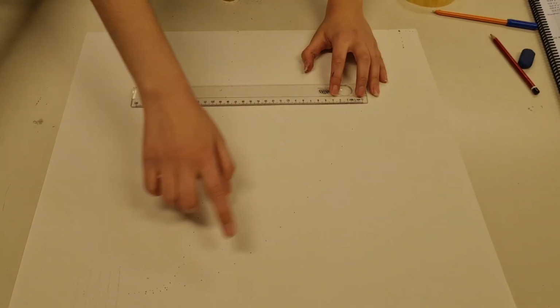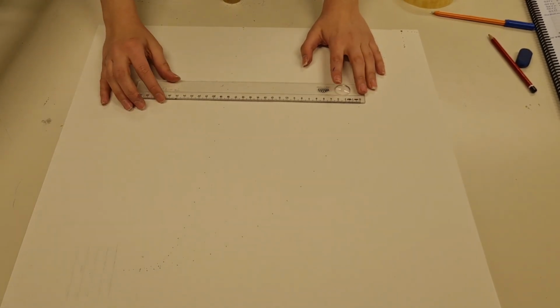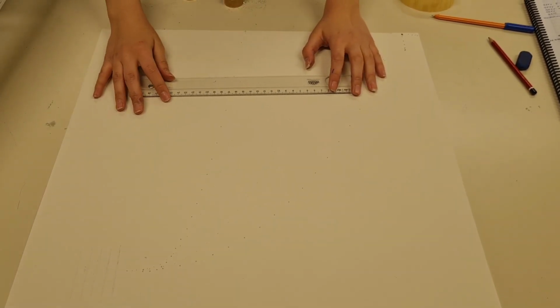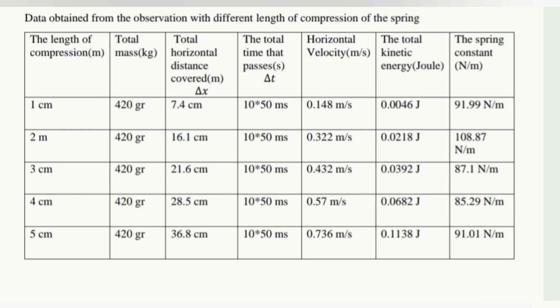The distance is calculated between the compression points and the dots on the paper, and the velocity is found. So the spring constant is calculated, and the obtained data are here.